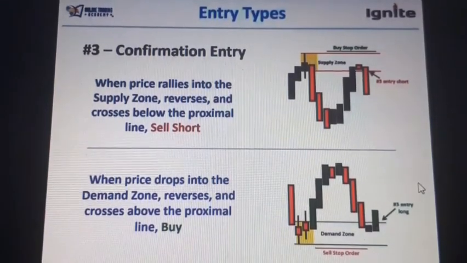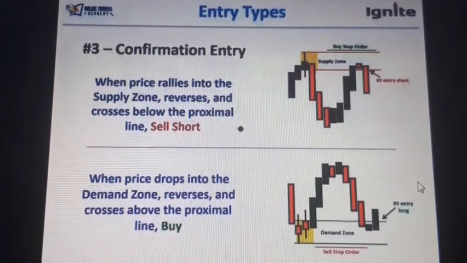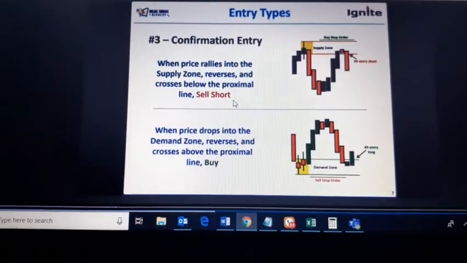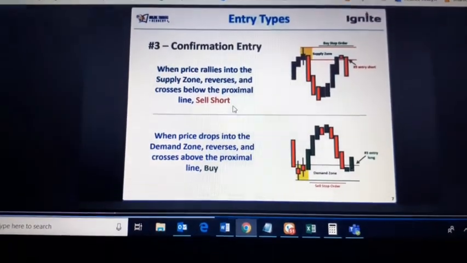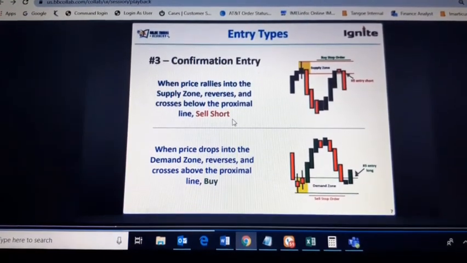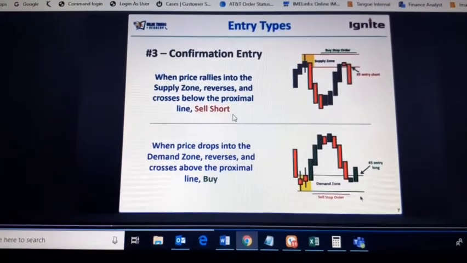Probability of execution, yeah, it could be high. Probability of rewards, no, nothing like that. What could happen is this candle goes outside the zone, and the second candle could also come inside the zone and stop you out.